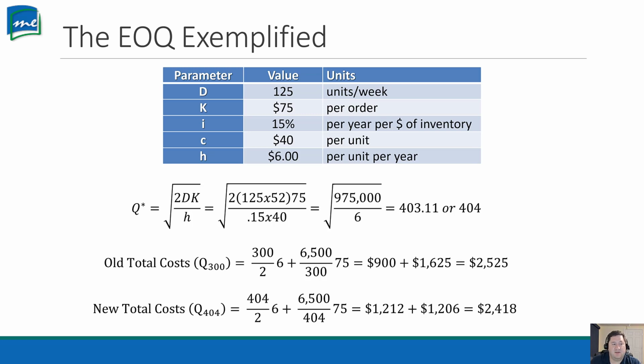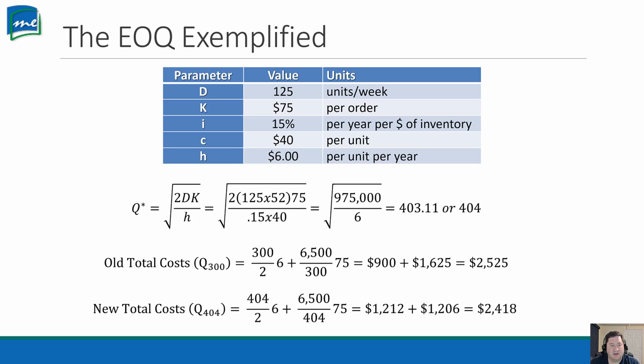So here we have some parameters. Our demand is 125 units per week. And then we have K, our order cost, which is $75 per order. So we have I. Now remember, that's the percent of our holding cost. So it's 15% per year per dollar of inventory. Then we have our lowercase c, which is the unit value. Each unit costs $40. Then we have h, so we have $6 per unit per year.